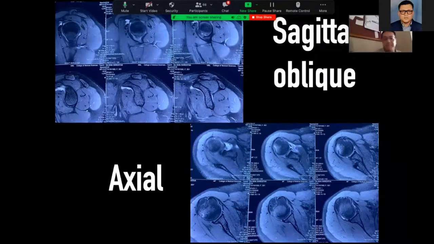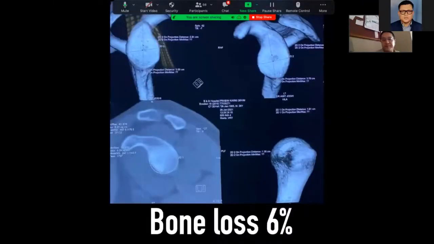So, would you like to advise a CT scan in this case? Like I said, Vivek, if there are no clinical parameters, no sleep dislocations, no mid-range instability, and if my MRI or the X-ray says there's no bony problem, I would not like to go for a CT scan. We did a CT scan in this case, and this was the finding: bone loss, 6%. Any advantage of doing a CT scan in this case? I don't think there was any advantage, because for bone loss of 6% also, you're going to do the same procedure.